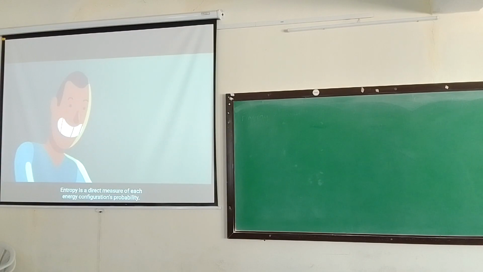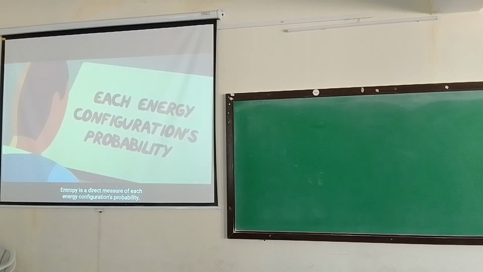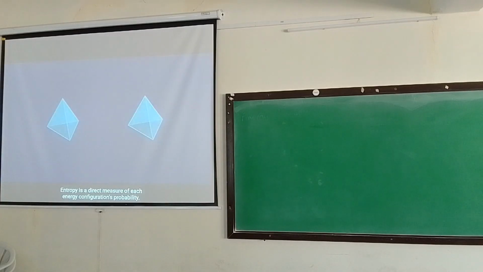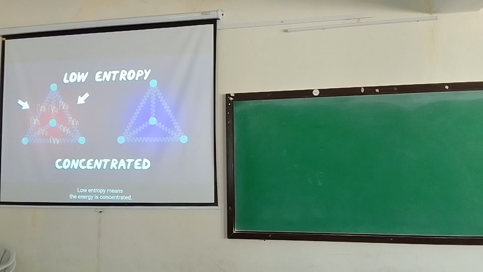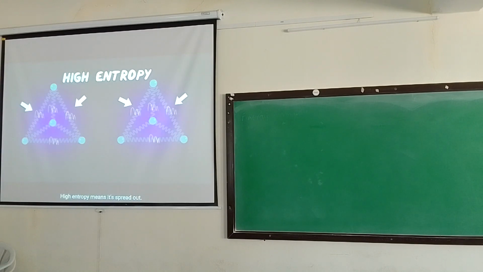Entropy is a direct measure of each energy configuration's probability. What we see is that the energy configuration in which the energy is most spread out between the solids has the highest entropy. So, in a general sense, entropy can be thought of as a measurement of this energy spread. Low entropy means the energy is concentrated. High entropy means it's spread out.